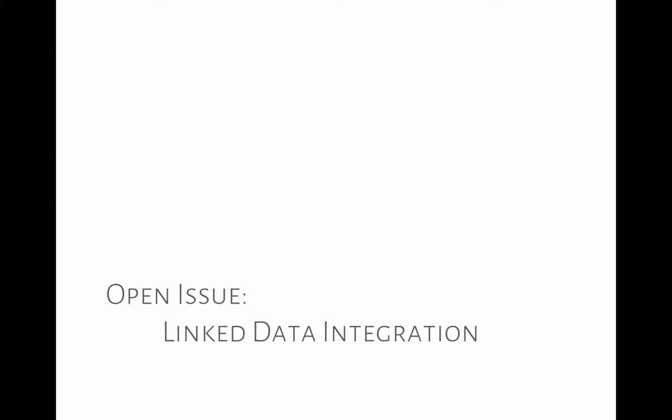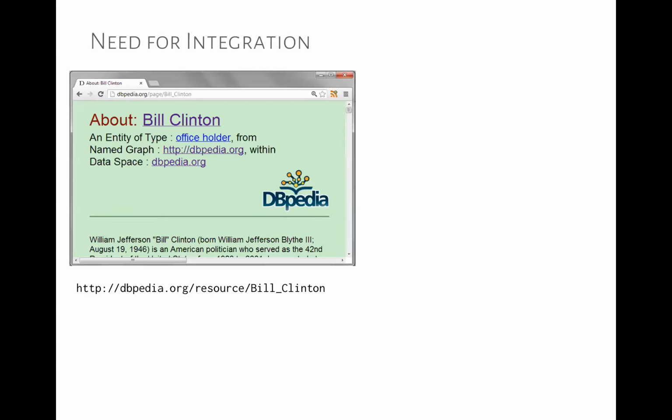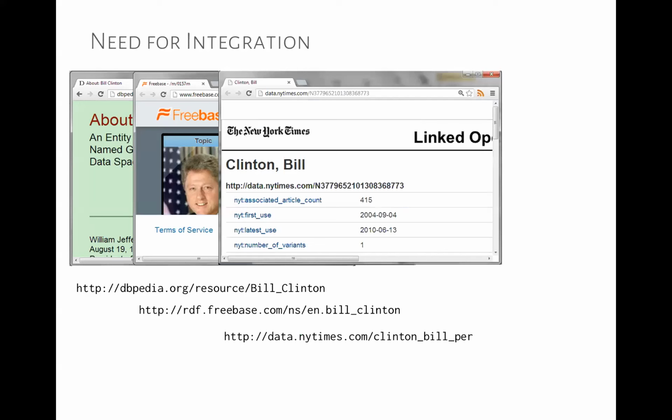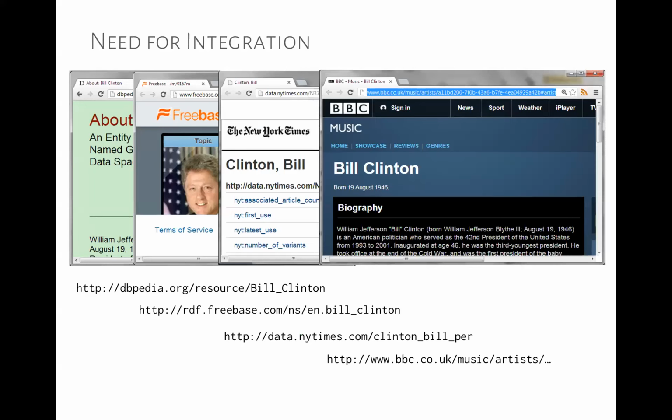One issue is linked data integration. It's all well and good having all of these data sets, but one of the key things we need, for example, is to be able to identify the same entities in different data sets. So here we have Bill Clinton on Wikipedia, we have Bill Clinton on Freebase, we have Bill Clinton mentioned on the New York Times, and we have Bill Clinton mentioned in BBC Music. So are these Bill Clintons the same? What do we think?